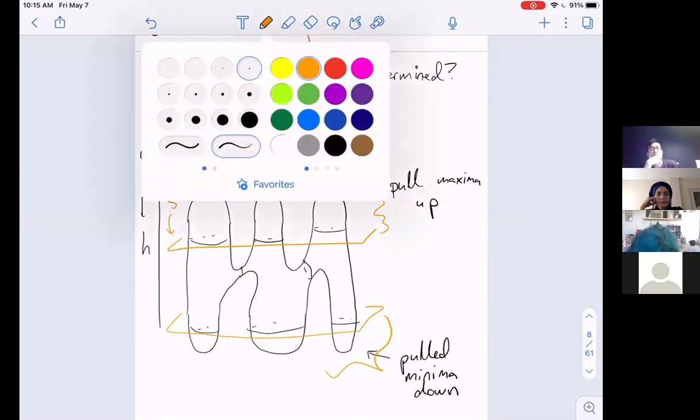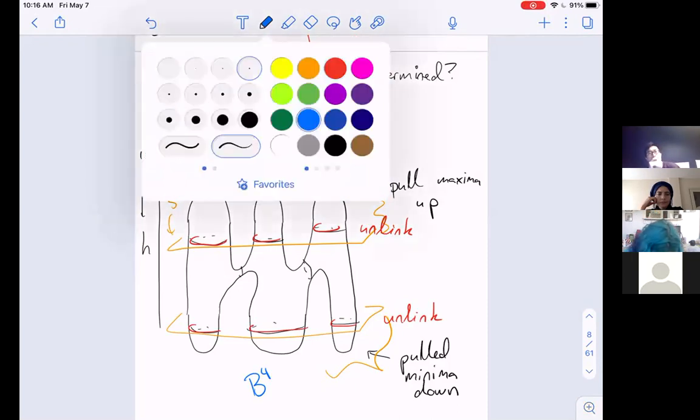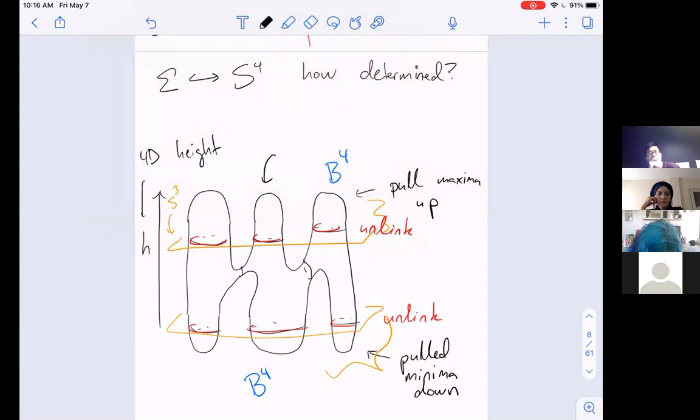So the point of this is, this is an unlink inside of S3. This is also an unlink inside of S3. And if I look on either side of these orange 3-spheres, these are two 4-balls that contain boundary parallel disks. So this is boundary parallel disks.